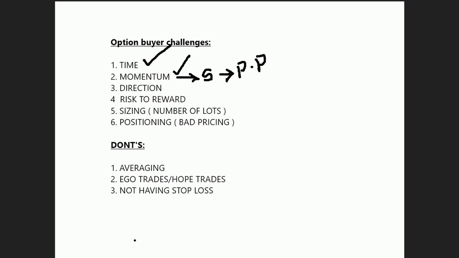And then the third important point is direction. One has to be very much aware of what the larger trend is and what the shorter trend is. We will be discussing this further in later videos.